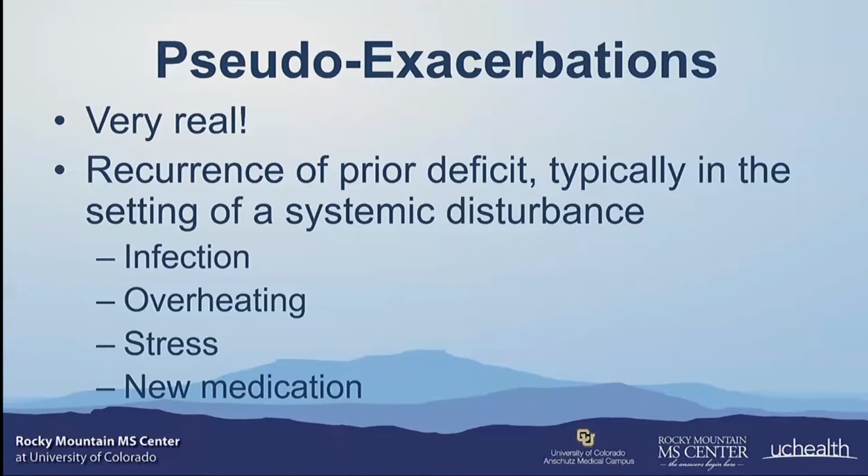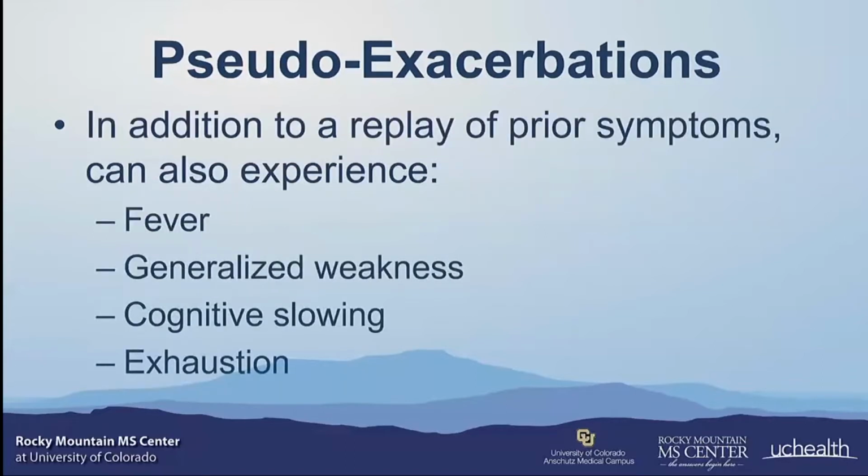But then, typically in the setting of a systemic disturbance like an infection or overheating or stress or sometimes even just a change in medications, that area of damage that had previously caused a deficit, but was no longer causing one, has that deficit reemerge for a period of time. And in addition to that particular symptom, a person might experience more generalized or systemic symptoms like fevers or whole body weakness or cognitive slowing or fatigue beyond what they normally experience.